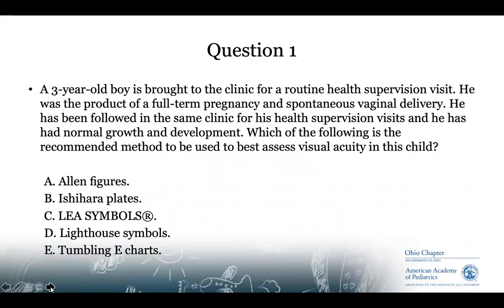So in closing, I just had a couple of questions for review that we'll go through together. So this first question involves a 3-year-old boy who's brought to your clinic for a routine health supervision visit. He was the product of a full-term pregnancy and spontaneous vaginal delivery. He's been followed in the same office for his health supervision visits, and he has had normal growth and development. Which of the following is the recommended method to be used to best assess visual acuity in this 3-year-old child? And the recommended answer, or the right answer, would be the Leah symbols, those heart, square, house, and circle optotypes.